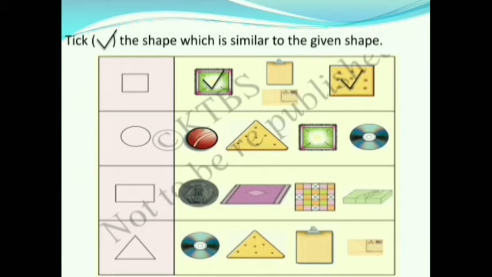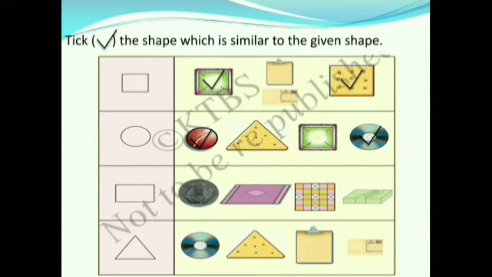Now we will go to the next one. Which shape is this? Yes, this is a circle. Circle is bounded by a curved line. Here which objects are bounded by a curved line? Yes, a ball and a CD are bounded by a curved line. So we will tick ball and CD.